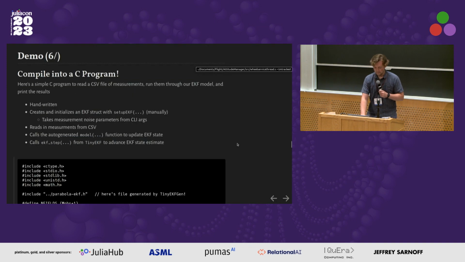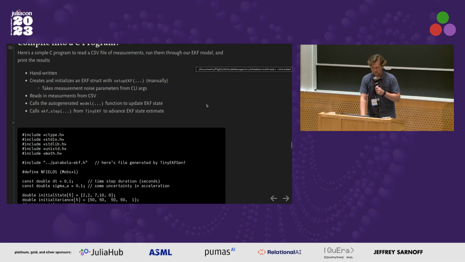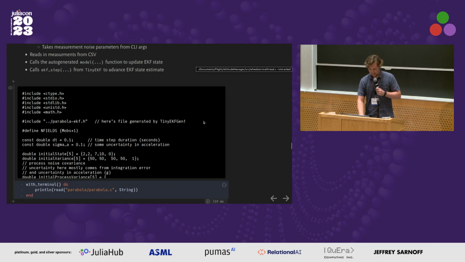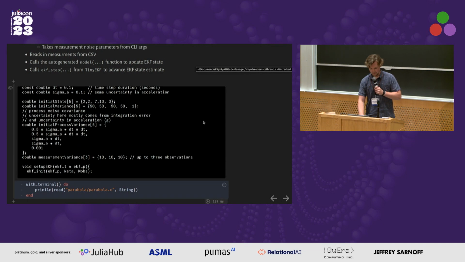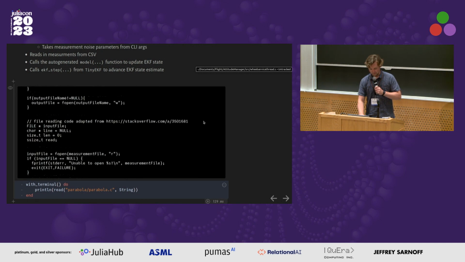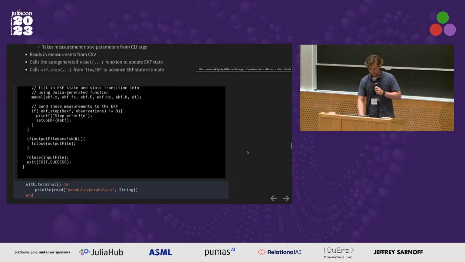So that's looking good. I have this little C program I wrote by hand. It's kind of long, but it doesn't do a whole lot. It's just going to initialize one of these EKF structs from the TinyEKF library I'm using, take some noise parameters from CLI, read in a bunch of CSV measurements, and then call that model function that Julia wrote before doing the EKF step call, which is again from the C library. Yeah, I don't think we'll really read through all of this, but it's there.